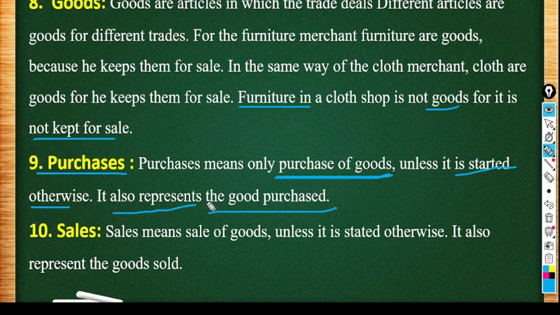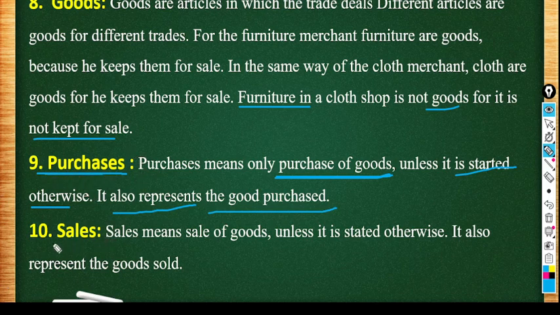Okay, the purchase of an asset, the purchase of furniture, like we just discussed. If it is a furniture shop, the furniture is goods. But if it is a cloth shop, furniture is not goods here. The furniture is an asset here. Okay, the next one, a purchase of cloth for a cloth shop becomes a purchase.